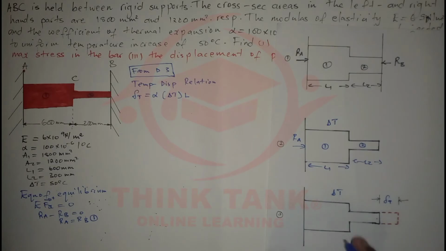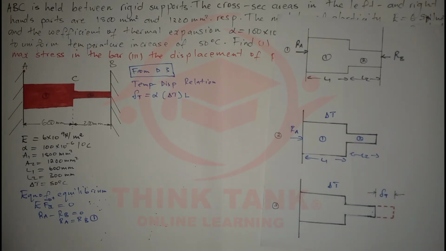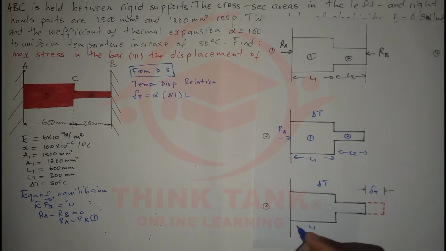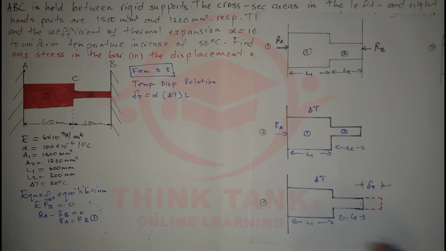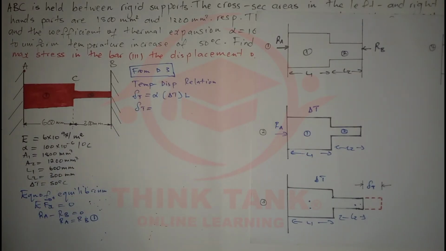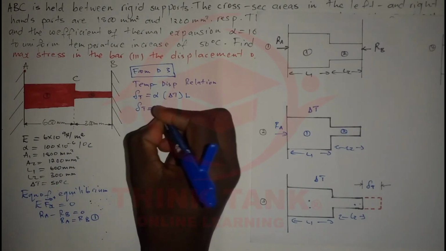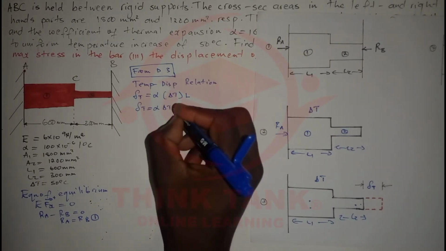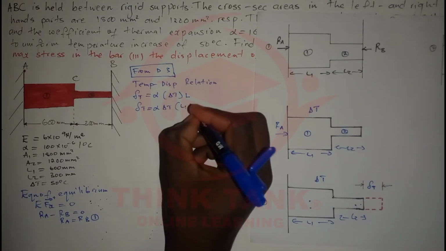Meaning, this bar is going to expand. Okay, so when it expands, what is its length? We know that we have L1 from here to here, and we have L2 from here to here. But we're applying the temperature on the whole bar. So that means the length is going to be the length of this portion plus the length of this portion. So the change of length due to temperature is going to be equal to alpha times change in temperature, and I'm going to write L1 plus L2.